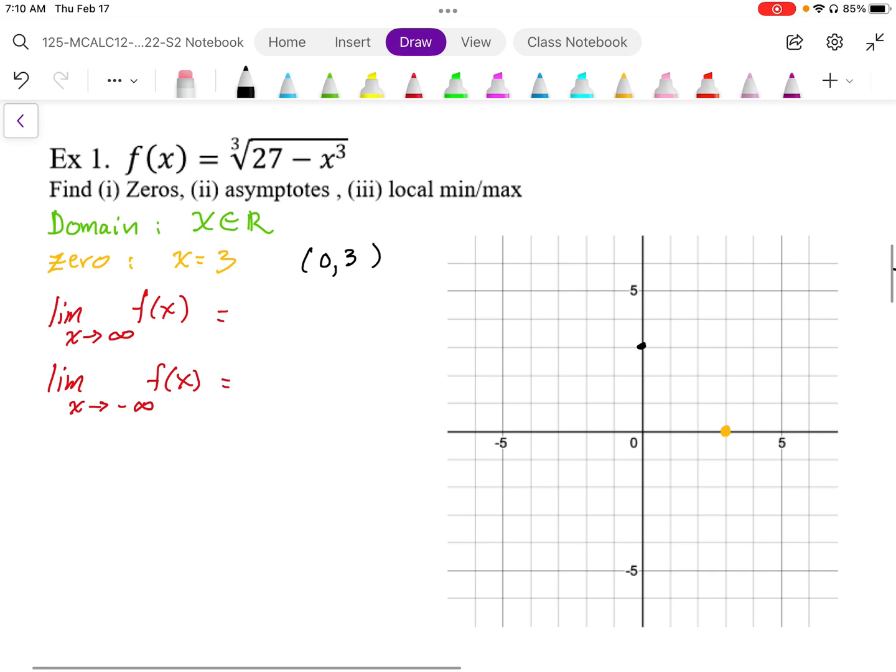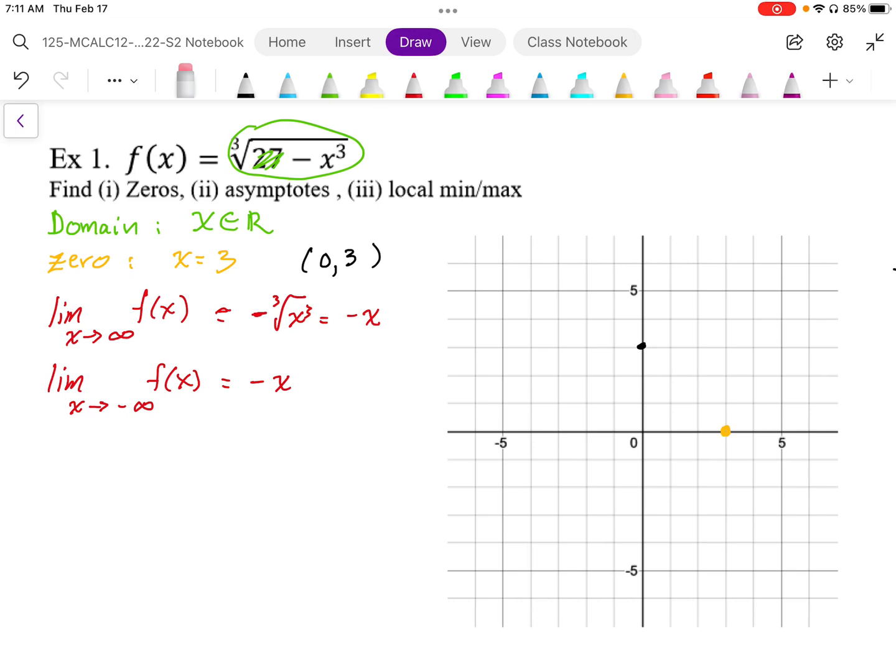And we're going to then look at endpoint behavior. This is a curious one. What's happening as x goes to infinity? If we take a look at this expression, this 27 becomes insignificant at both positive and negative infinity. We're going to just end up with the cube root of negative x cubed. The negative is going to come outside, and the cube root of x cubed is just going to end up being x, so we get negative x. That's going to be the same for both ends. So we're going to end up with y equals negative x as our limit.